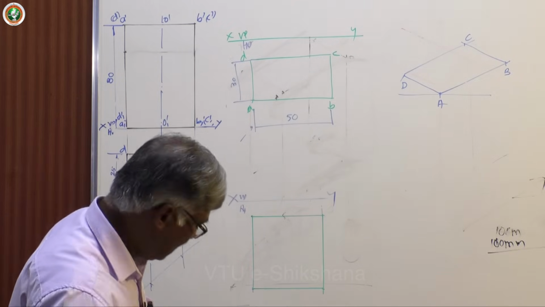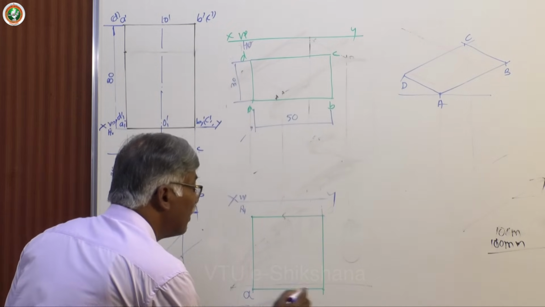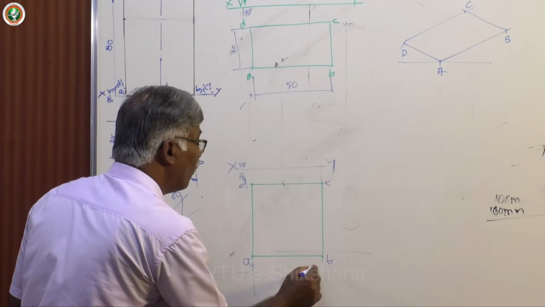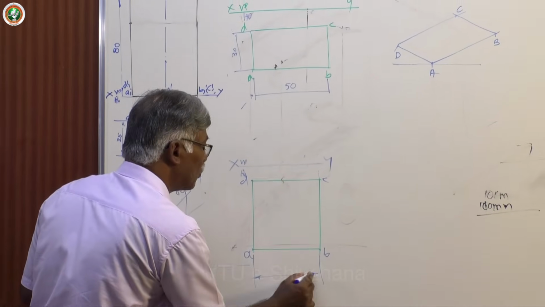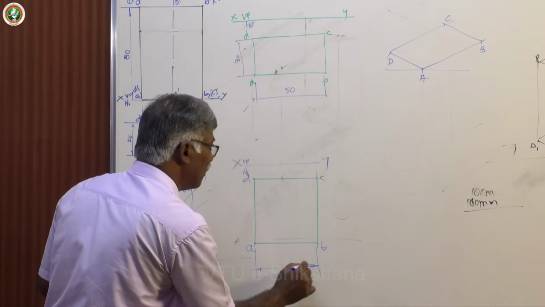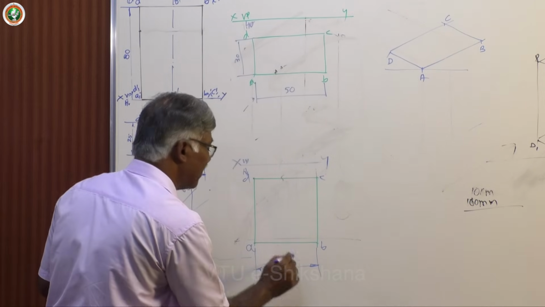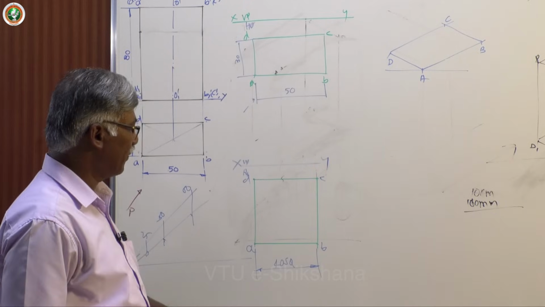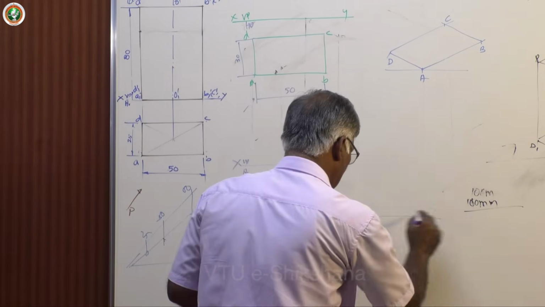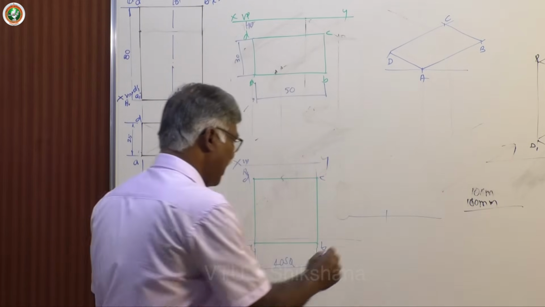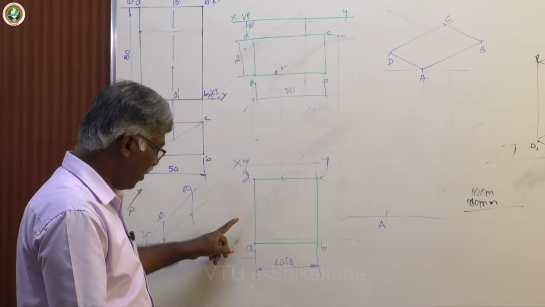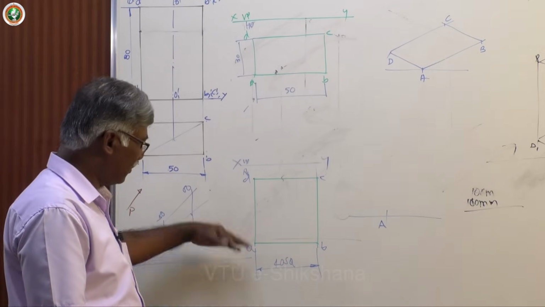Now, this is A, B, C, D. Say 40 mm square. How to draw the isometric projection of a square? This is A. Fine. Either side you have to draw 40 mm, 40 mm to the left and to the right.